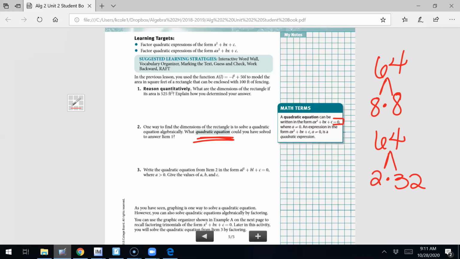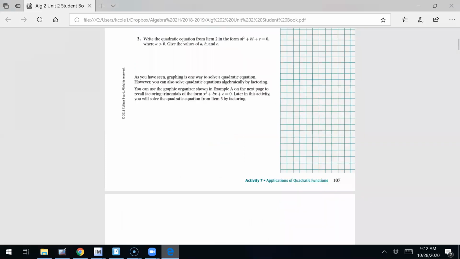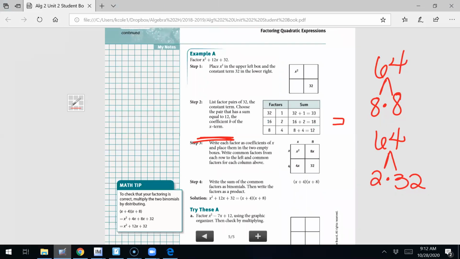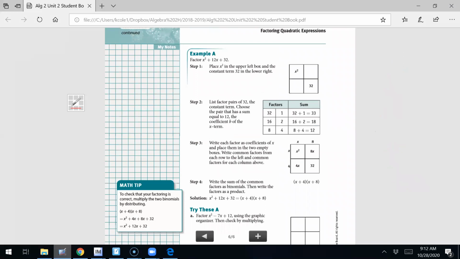Okay. All right. So we are going to skip over this first page and go to this. This is our first example of factoring, and they use a Punnett square to do this.